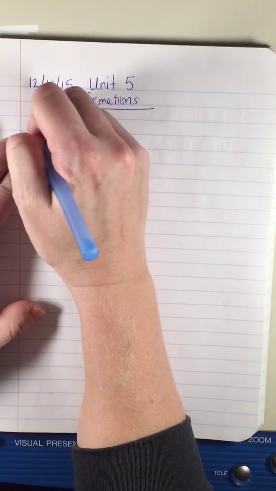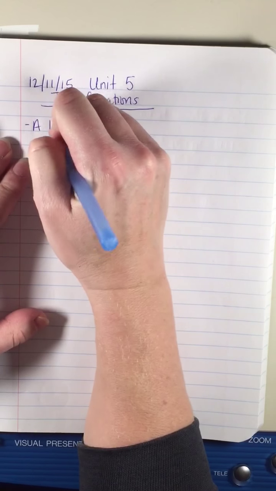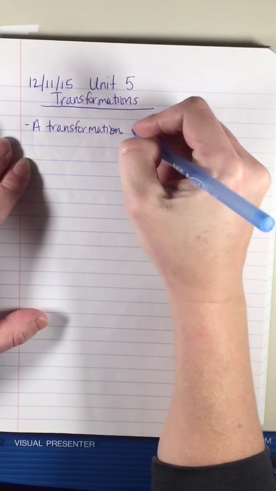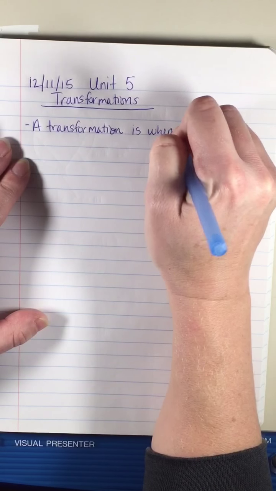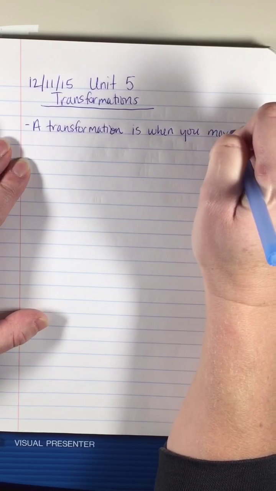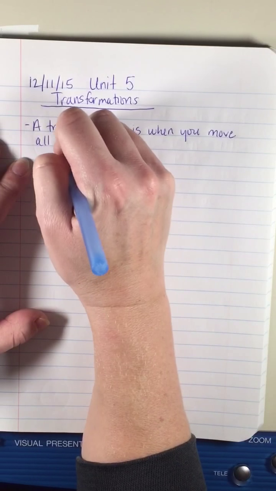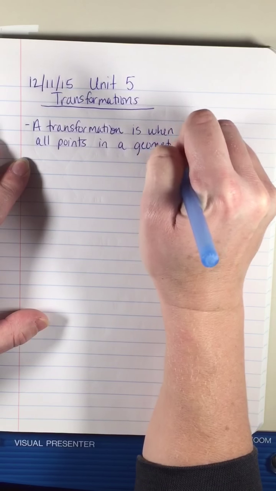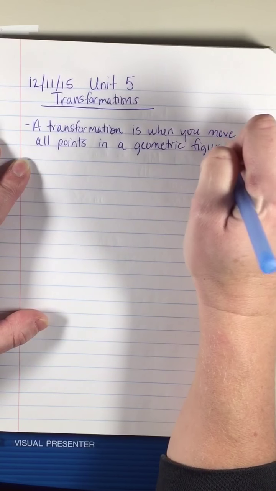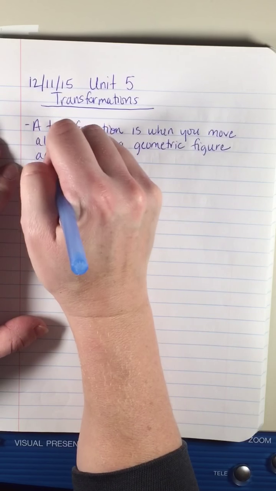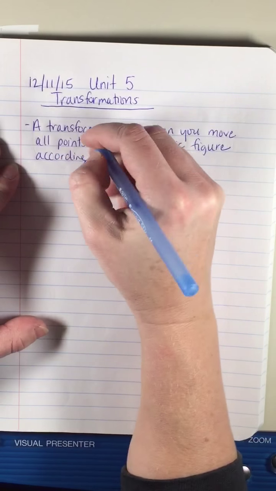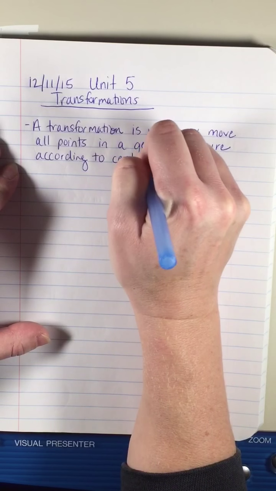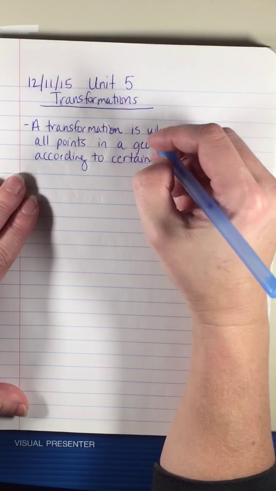All right, so a transformation is when you move all points in a geometric figure according to certain rules and create a new image. We're going to define what those certain rules are later.